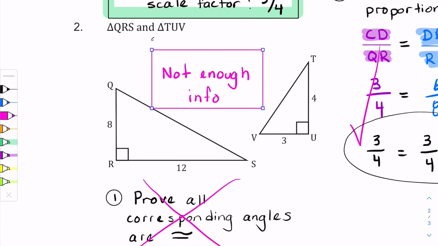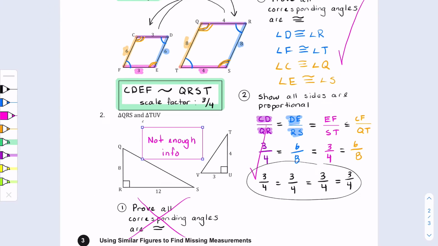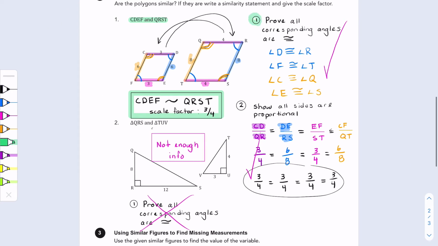So if you follow the 2 steps I gave you, the 2 steps being up here, number 1, corresponding angles are congruent, and number 2, all sides are proportional. As soon as you look at number 1 for this problem, you would be able to indicate that there is not enough info to prove they are similar.